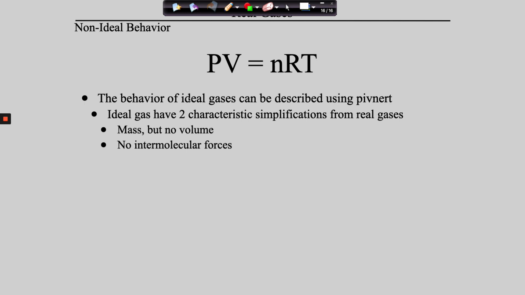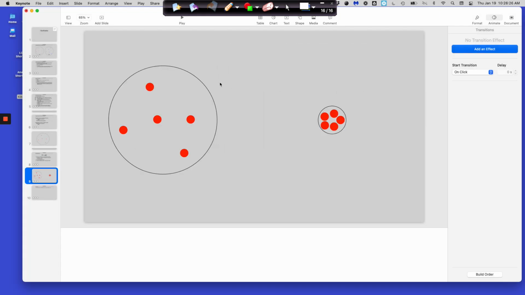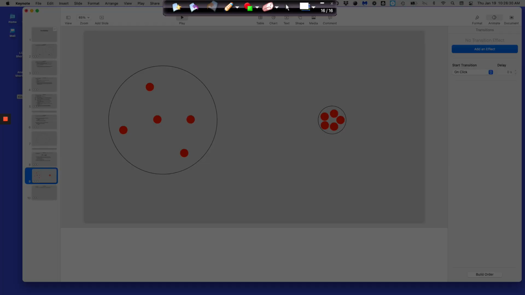So guys, bottom line is this. Why are gases ideal? It's because they're all spread out. That makes the volume of the particles insignificant. That makes the IMFs ineffective. So what can we do to make that not the case? The answer is smushify them. Compress.